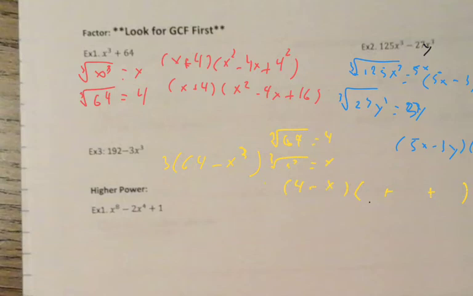Bring the 3 down, bring that out front, because remember we factored it out. We have 4 squared, x squared, and in the middle we have 4 times x. So let's clean it up. We have 3 times 4 minus x times 16 plus 4x plus x squared.